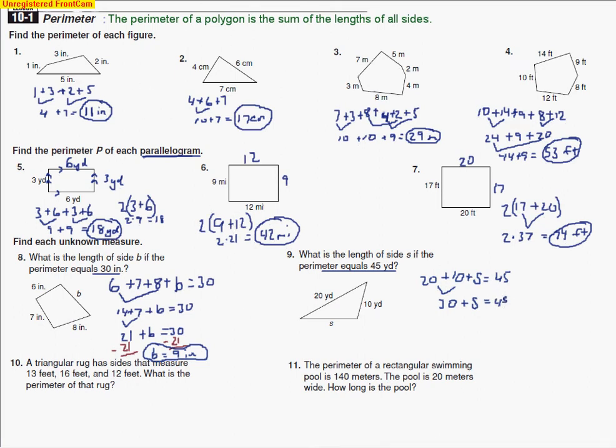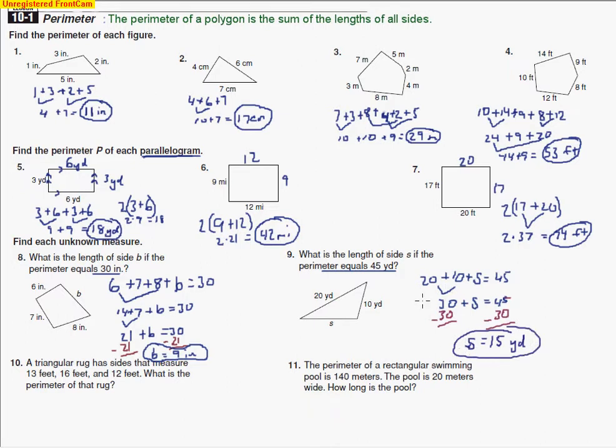So let's go ahead and do that. If I subtract 30 from both sides, that's a 45 there, and we go ahead and do that subtraction, we're left with S equals 15. So 15 yards is the distance of that unknown length of S.